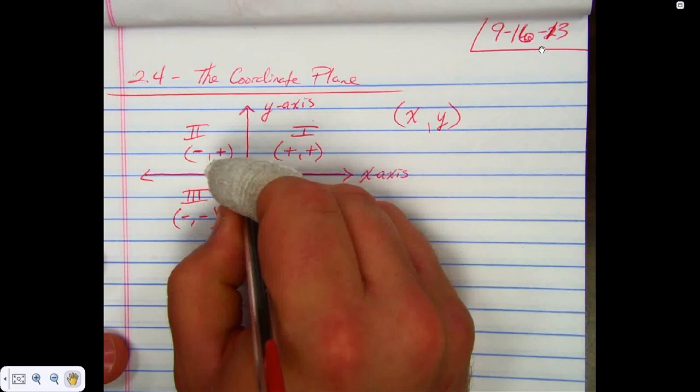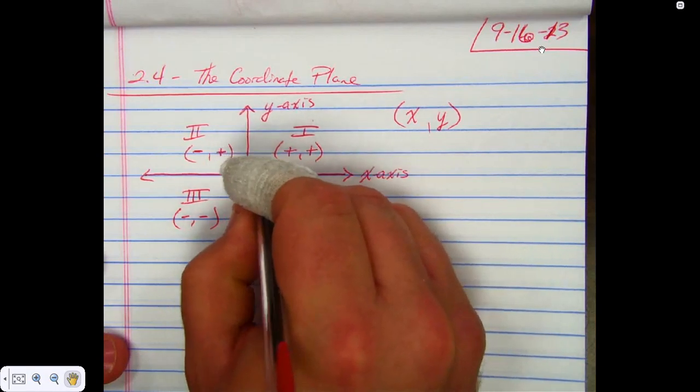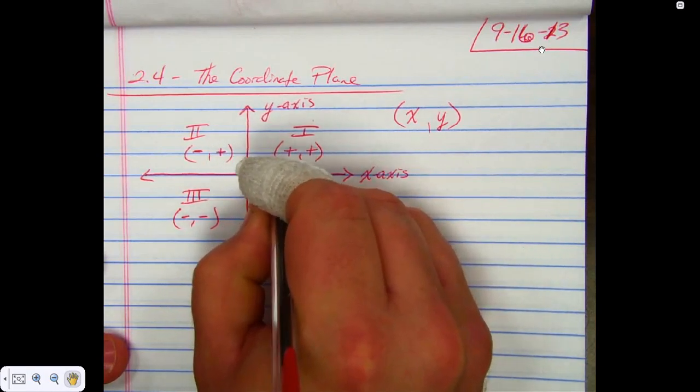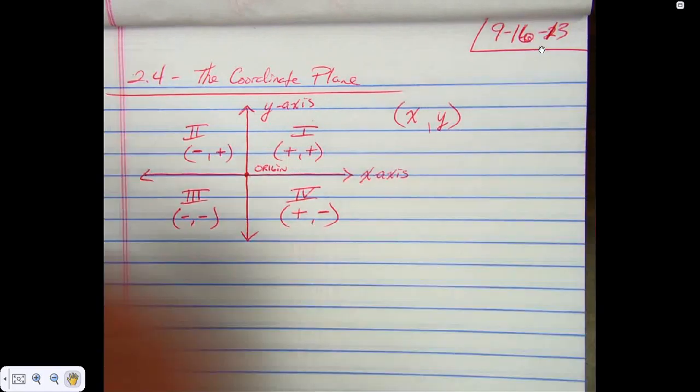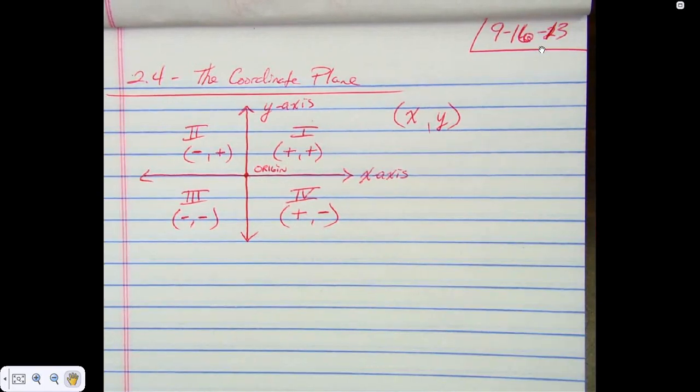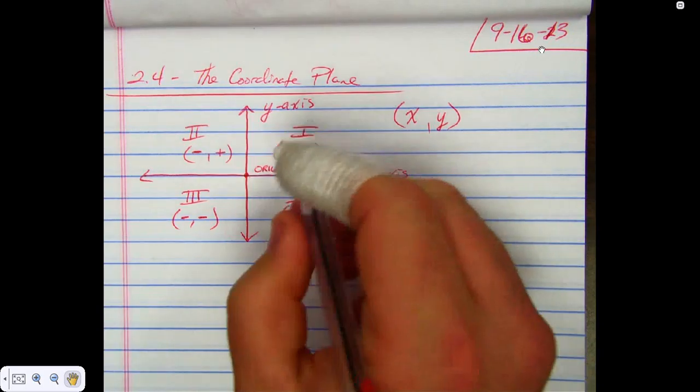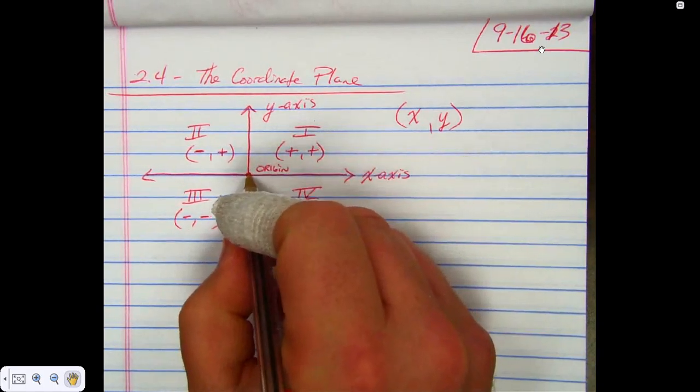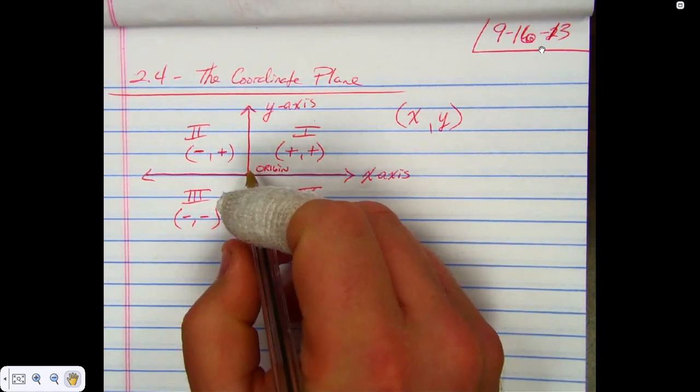What is this thing called right here? Point of origin? The origin. I said origin. Now, when you're doing an ordered pair, this is where you start, right?